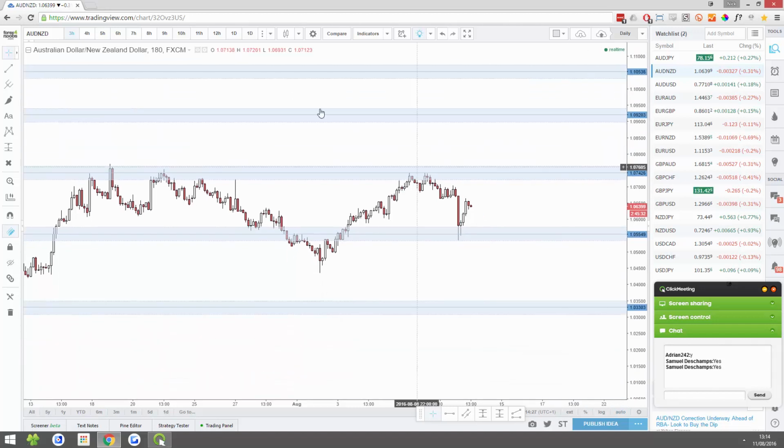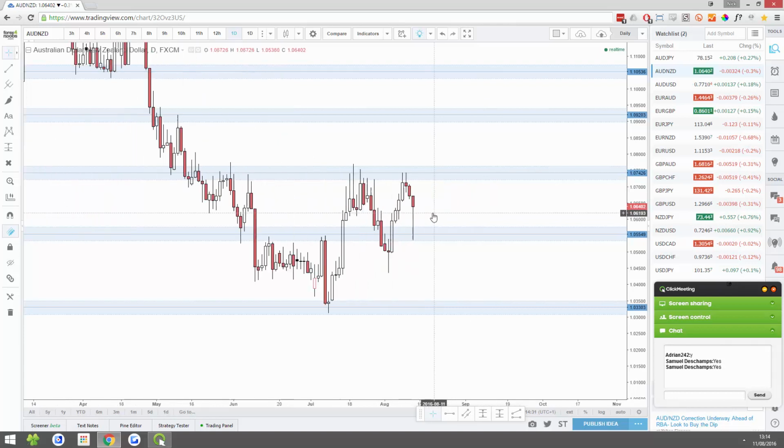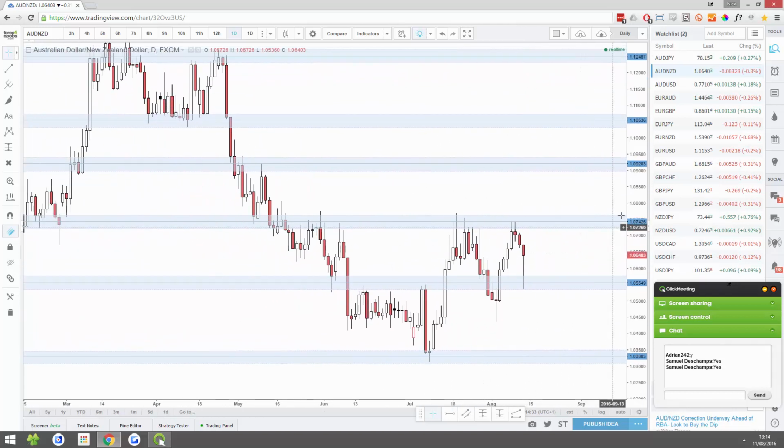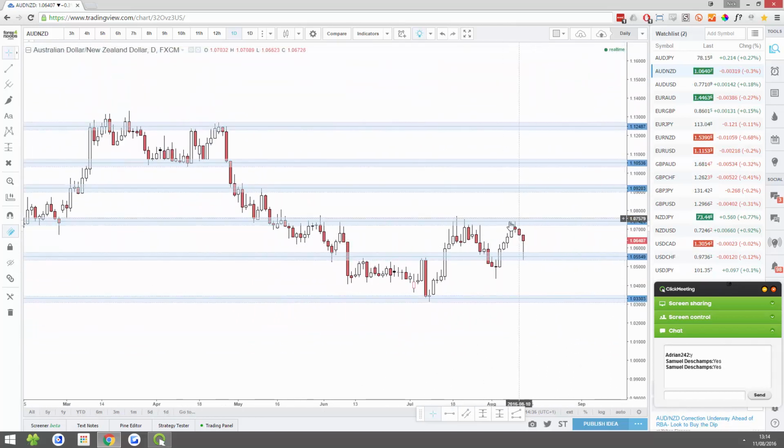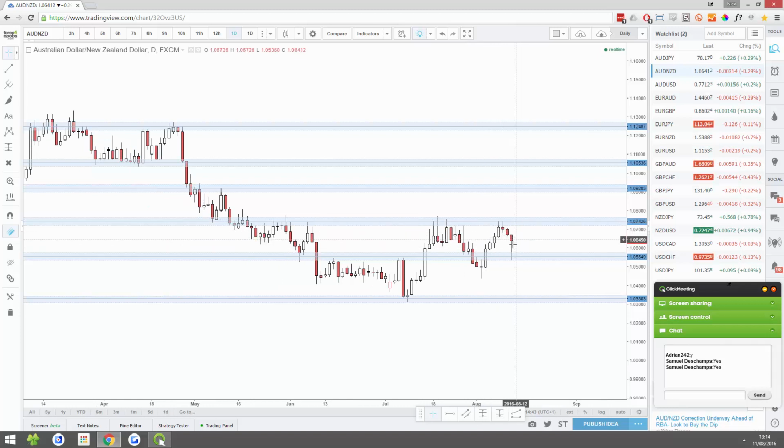AUD New Zealand, let's check that out. We'll start up with the daily. There was a trade on AUD New Zealand that was entered a few days ago by some members. It looks like it hit target today, actually, but I think a few people closed out early, if I remember correctly. Let me check the forum post about that. I'm just curious what happened with that trade.